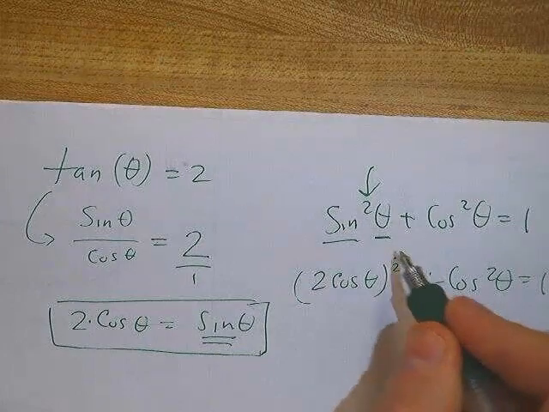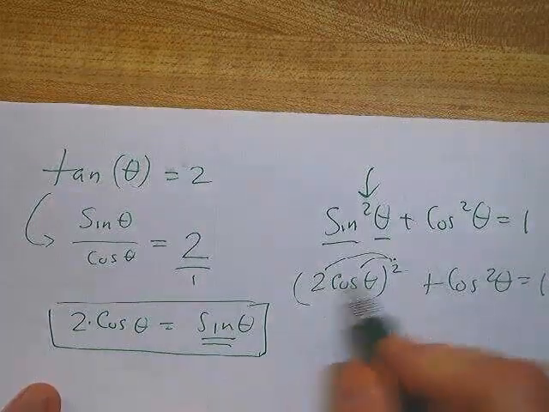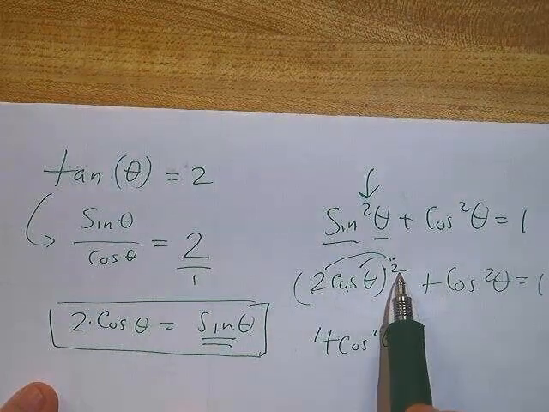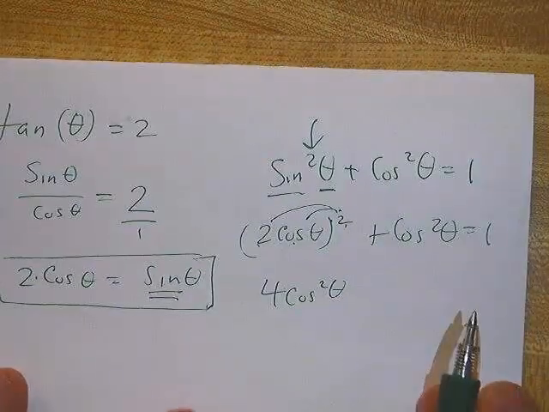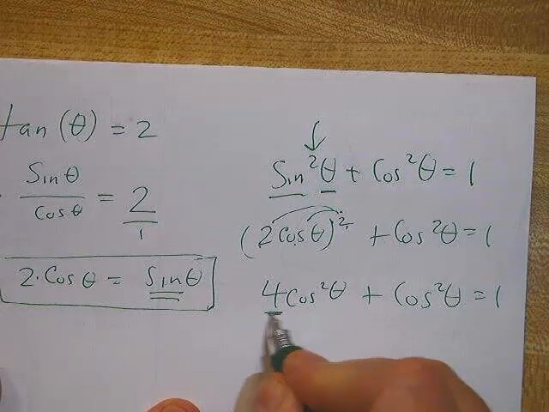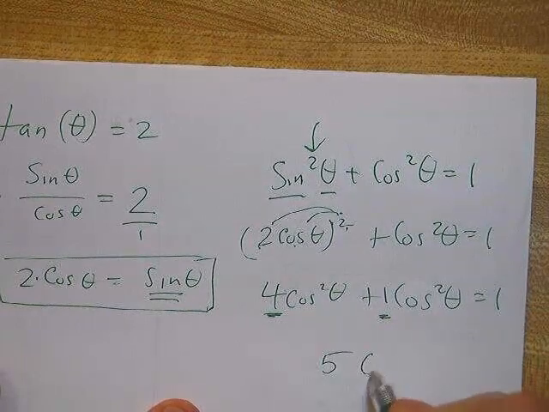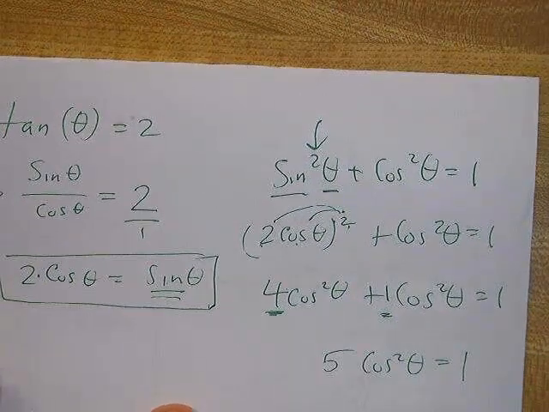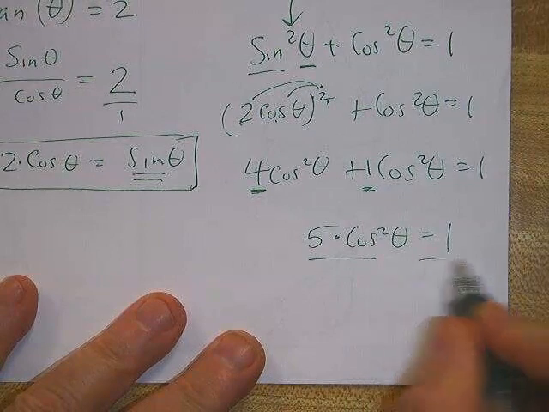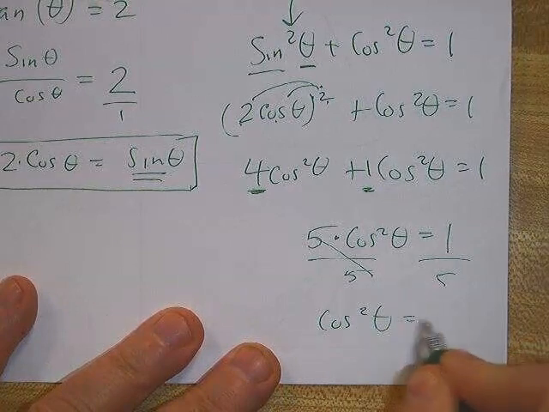When doing this, the exponent of 2 is being applied to both things. So 2 squared is 4 cosine squared theta. We have 2 squared and then cosine squared. So that's 4 cosine squared theta plus cosine squared theta equals 1. Here I have 4 cosine squared thetas, here I have 1, so altogether I have 5 cosine squared thetas equals 1. Since this is a multiplication problem, I can divide both sides by 5. So cosine squared theta equals 1/5.